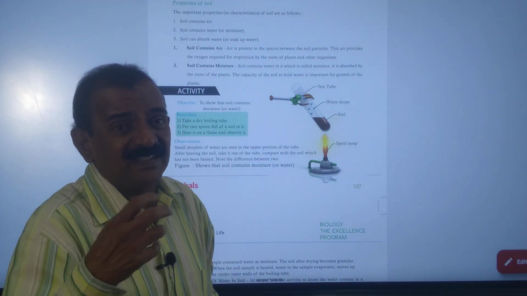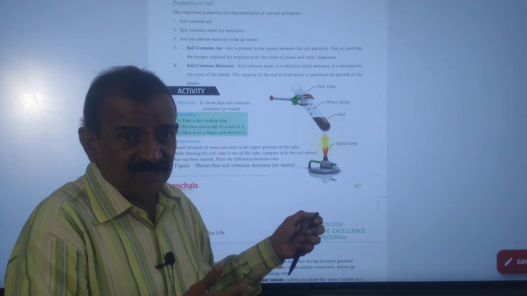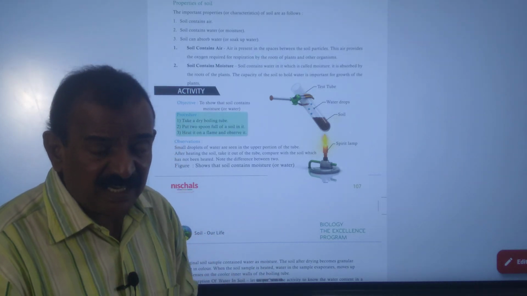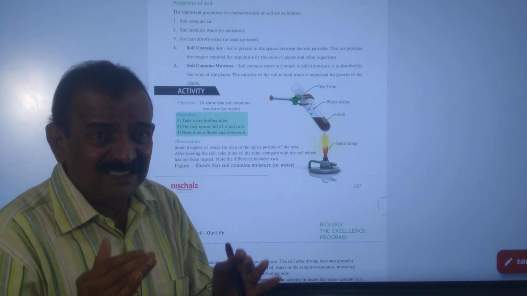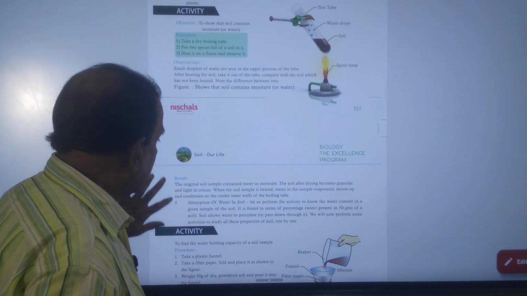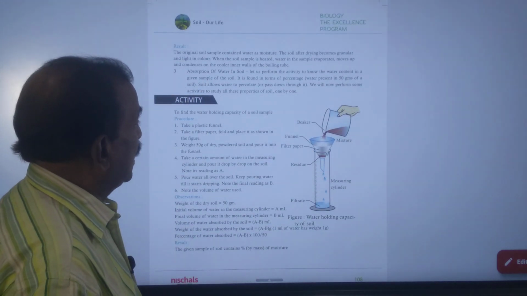Because the moisture that is present in the heated soil has already escaped during the process of heating. So this activity confirms that soil has moisture, that is nothing but water. And now we need to understand another one, absorption of water in the soil.